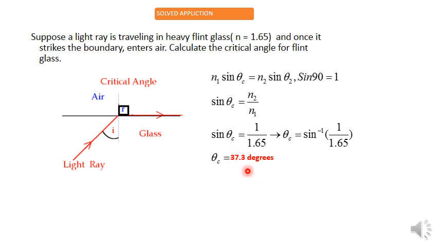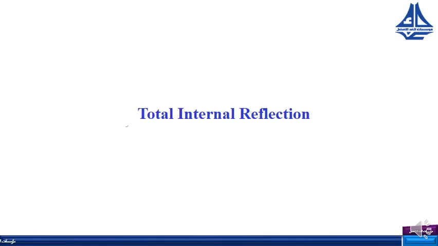What does this angle mean? This angle is the limiting angle of incidence, beyond which the ray will not cross into air. That's what we are going to discuss in the next slides.